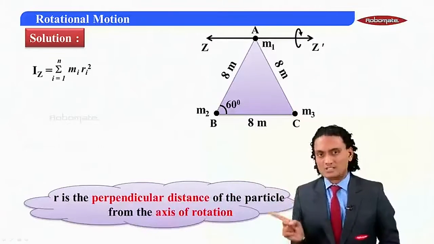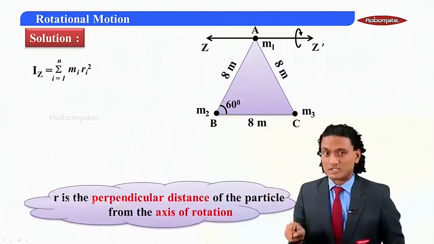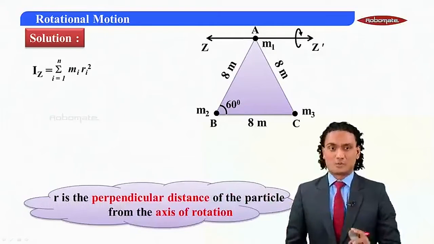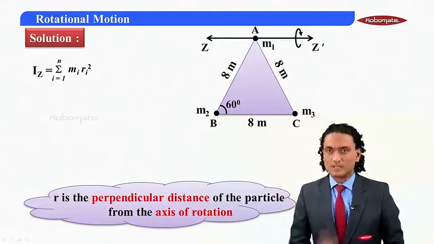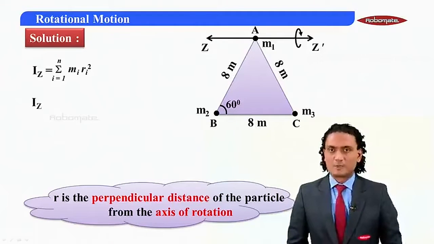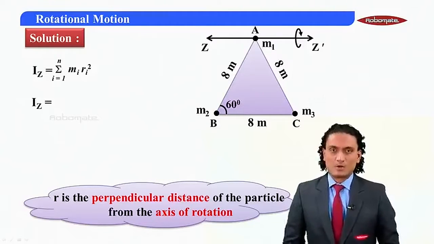Now what is r? r is the perpendicular distance of the particle from the axis of rotation. This you should keep in mind. Now let us expand that formula. Iz is equal to, now see the first particle.